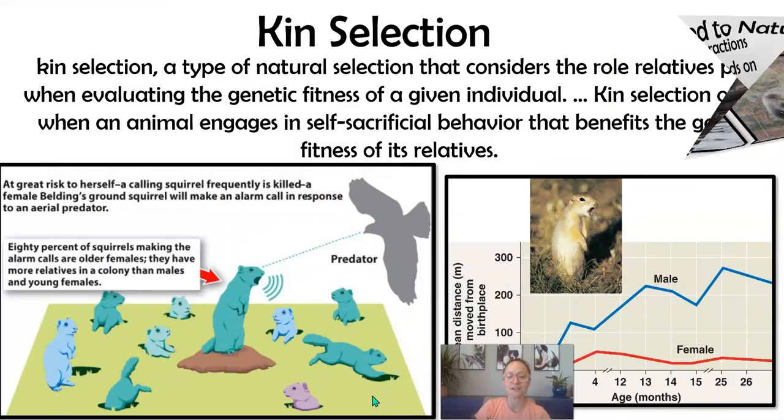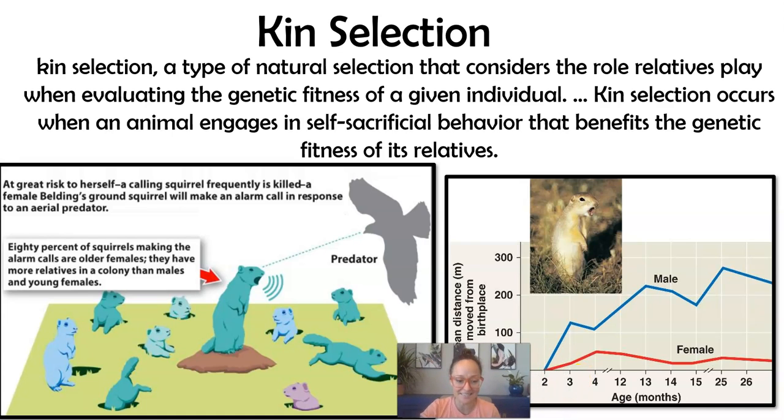And then our last topic here in our response to the environment is called kin selection. Kin selection is a type of natural selection that considers the role relatives play when evaluating genetic fitness of a given individual. An example of this is in prairie dogs or ground squirrels. When they see a predator, they send out a warning call, and then the rest of their family responds and can hide. So it's a way of communicating, but if I'm the one giving the warning call of a predator, I am now attracting the predator to me. That lowers my individual fitness.